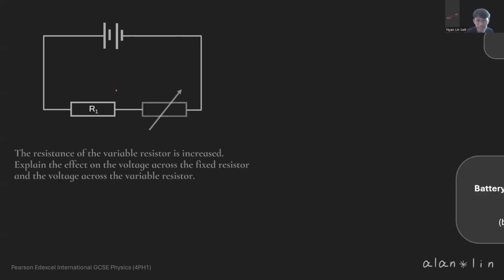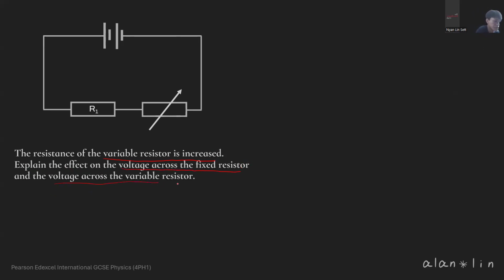Cool. Let's take a look at a sample question. So here we have a simple series circuit with resistor R1 and a variable resistor. And the question says the resistance of the variable resistor is increased. Okay, so because this is a variable resistor, we don't need to figure out how the resistance is going to change, unlike the thermistor or an LDR. Cool. And the instruction is to explain the effect of that on the voltage across the fixed resistor R1, as well as the voltage across the variable resistor.